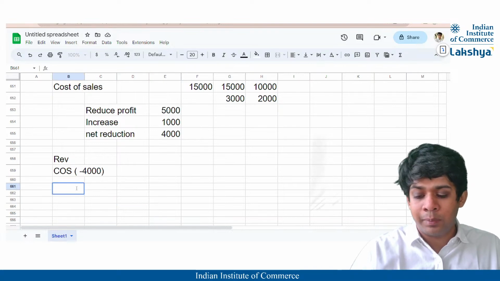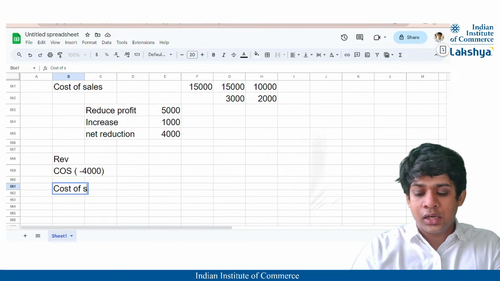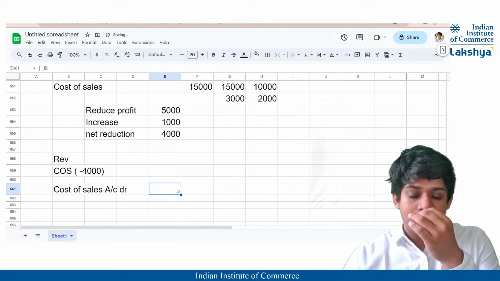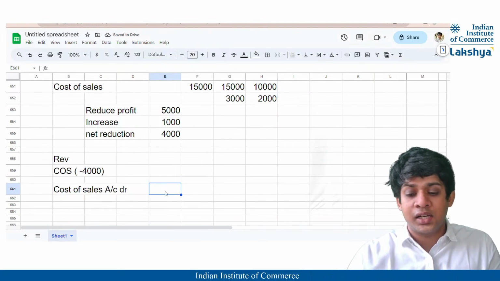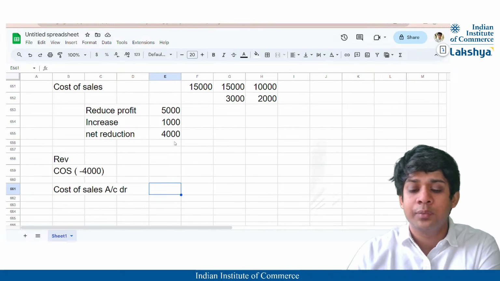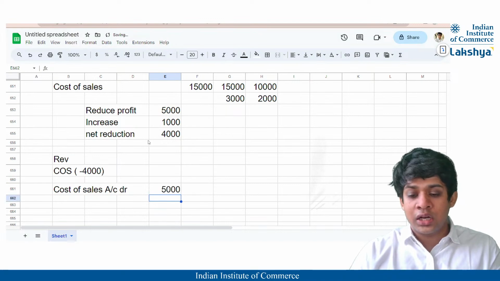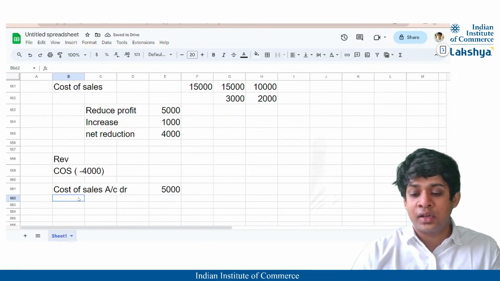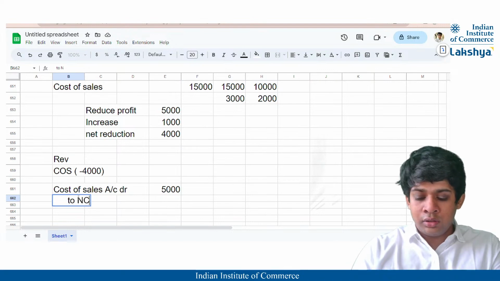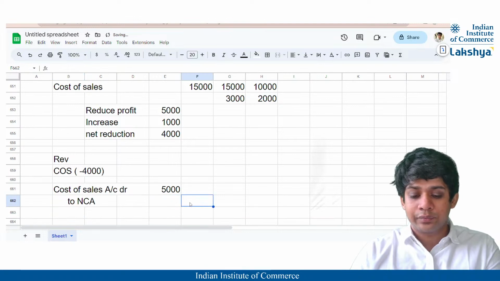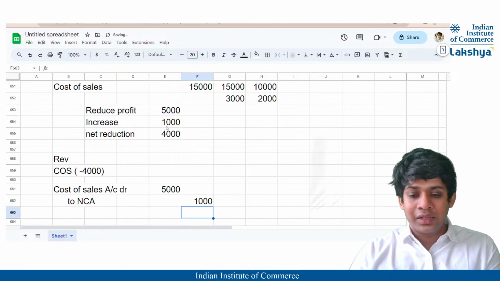Technically, the journal entry that we will pass is nothing but cost of sales account debit, right? The charge shall be made, it is an expense, right? So if we are debiting it, we are charging expense to it, right? That means we are adding to the cost of sales the amount of 5,000, correct? So you shall reduce profit, that means add to the cost of sales 5,000, to your non-current asset shall be reduced by 1,000.